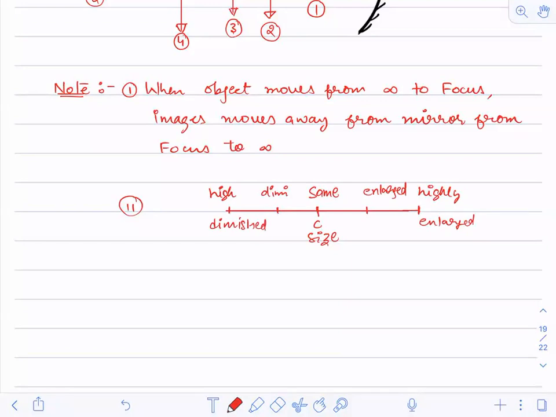So just see, you can assume this as our x origin. This side it is diminished, this side it is enlarged. From same size, diminished, then highly diminished, fine; from same size, enlarged, and from same size, highly enlarged.